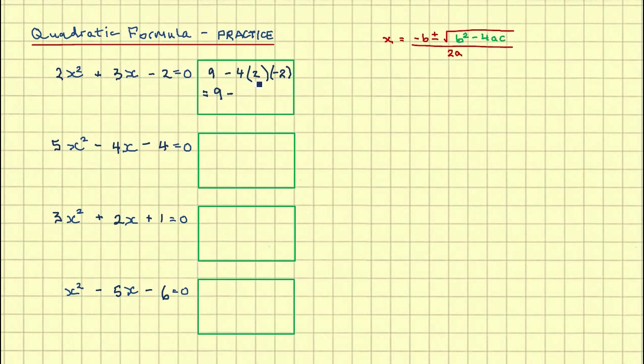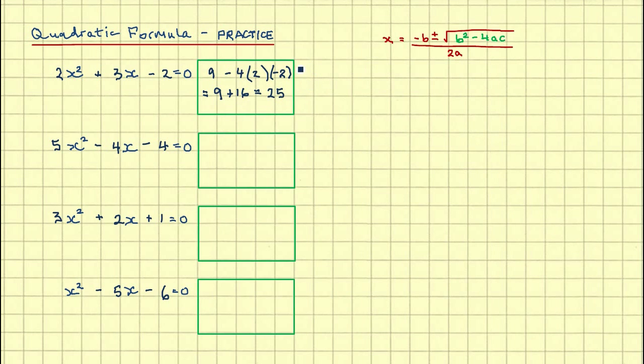So if we work that out, we've got 9 minus 4 times 2 is 8, times minus 2 is minus 16. So minus 16 means plus 16. So taking care then to make sure we've got this sign correct, 9 plus 16 gives me 25. Okay, now at this point we'll pause. If we've got a square number like 25, which is 5 squared, then when it comes to working out the rest, we know that that's going to square root nicely to give me a whole number.